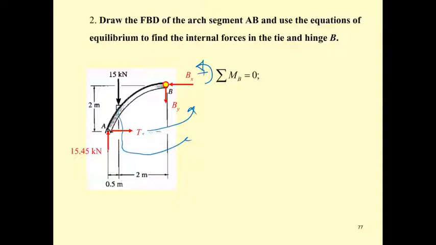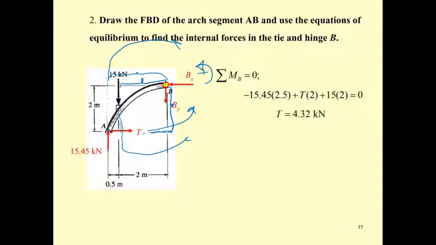So the T is going to times what? The T is going to times the distance here, which is 2 meters. And this one is going to have a moment arm of also 2 meters. But the reaction A sub y is going to times this 2.5, in the opposite direction. So we have the 15.45 negative times 2.5, and we have T of 4.32.